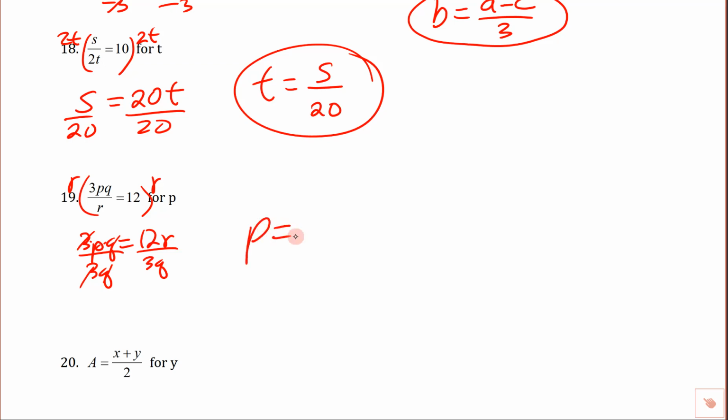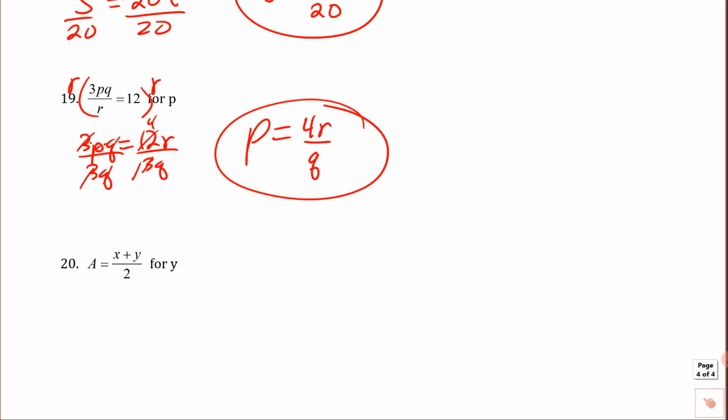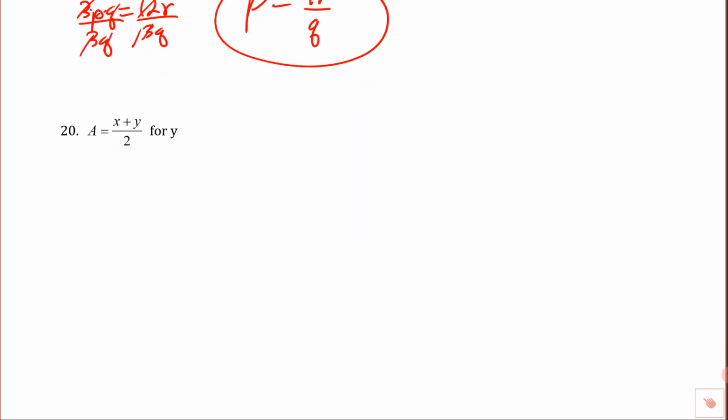So here's what we end up with. We end up with p on one side all by itself, which is what we want. The r and the q can't cancel, but we can cancel the 12 and the 3. 3 goes in here once, 3 goes in here 4 times. So the best way to write this, the simplified way, is p equals 4r over q. All right, let's take a look at the last one, and we will be all done.